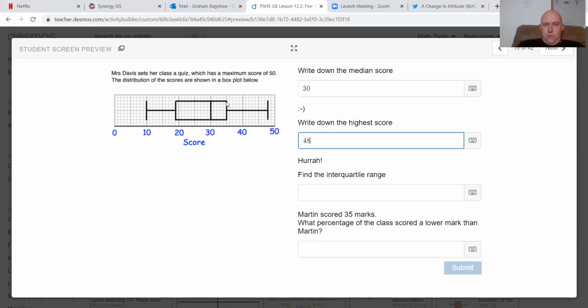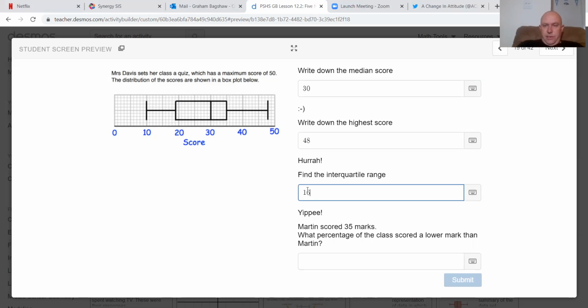Interquartile range was Q3 minus Q1, so 35 minus 19, which is 16. And it says Martin scored 35 marks. Oops, move that across. Martin scored 35 marks. What percentage of the class scored a lower mark than Martin?